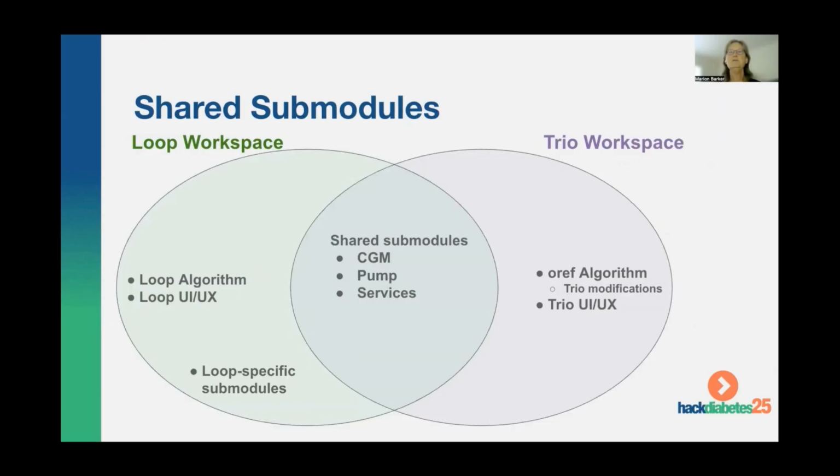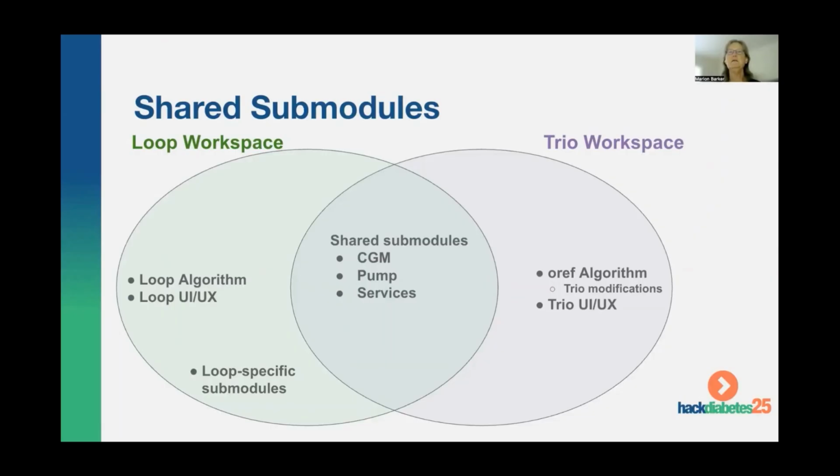Loop and Trio are different algorithms and are controlled by different developers, but use forks of the same CGM pump and service software. Most of the shared submodules were originally created for Loop and are controlled by the LoopKit owners. Newer device managers are coming from Trio developers. These are or will be available in DIY Loop.